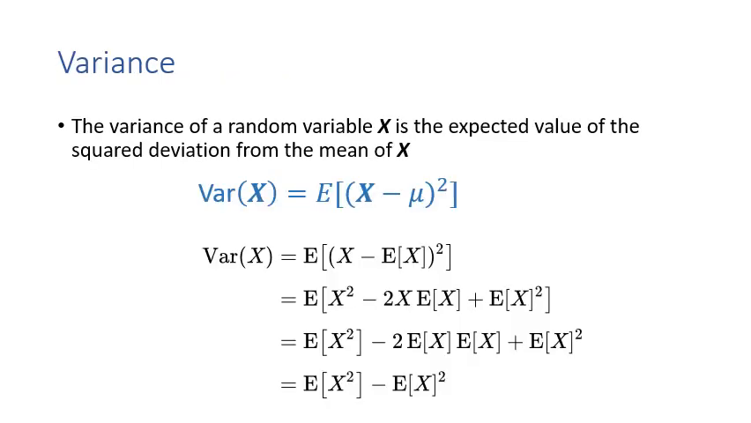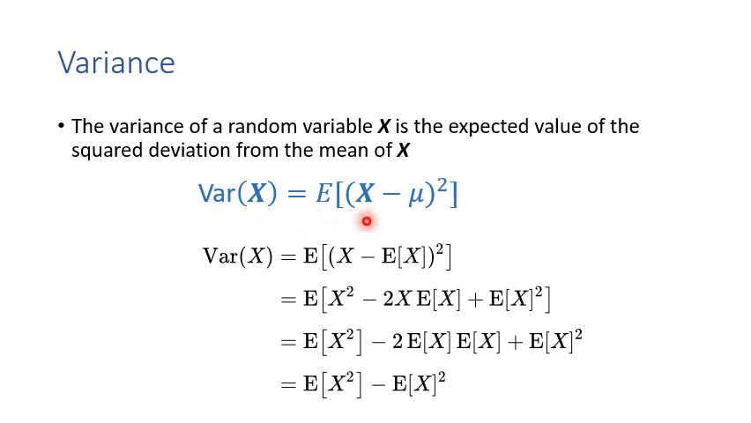Now let's talk about variance. The variance of a random variable x is the expected value of the squared deviation from the mean of x. So actually we use the expected value to estimate the change of the random process. So here's the definition of variance.